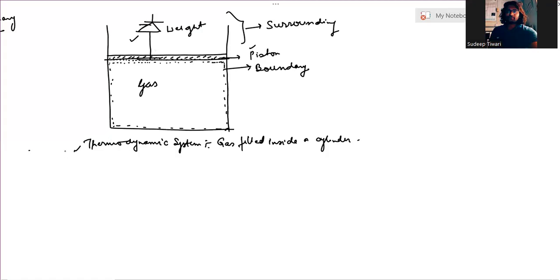For example, I take another example of a system of certain mass flowing through a pipe. Let's say this is your pipe, and let's say this is AB and this is CD. And let's say water is flowing through this pipe.